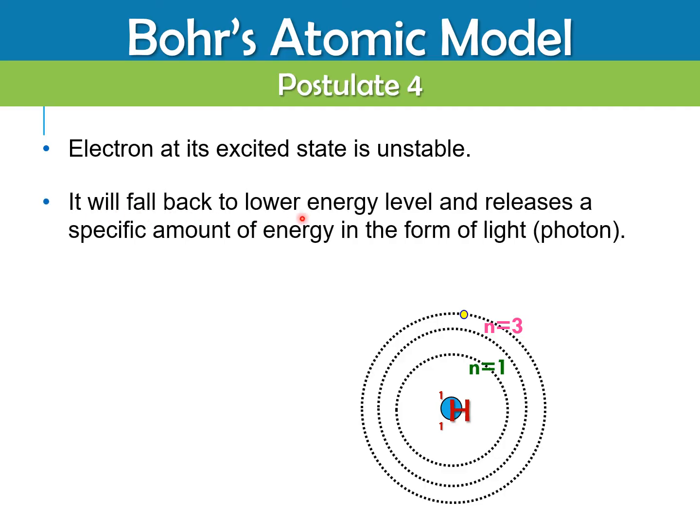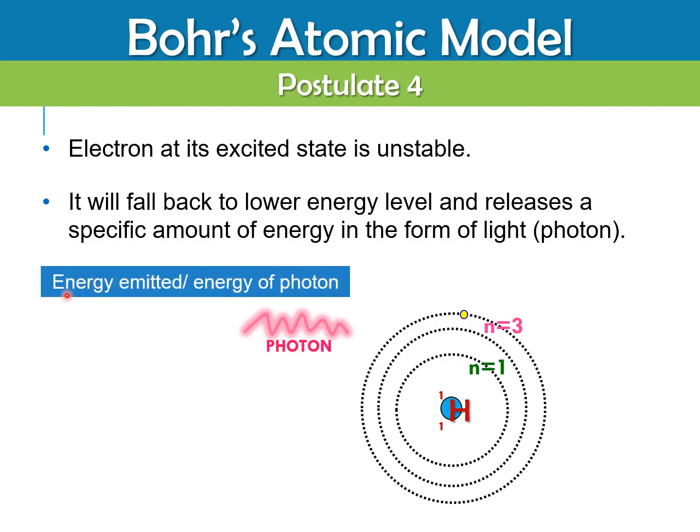It will fall back to lower energy level and releases a specific amount of energy in the form of light or photon. Elektron yang tak stable tadi tu, dia akan fall back, jatuh semula ke energy level yang lebih rendah. Dan masa dia jatuh tu, dia akan memancarkan photon. Photon ni apa? Photon adalah energy in the form of light, tenaga dalam bentuk cahaya. Energy emitted iaitu tenaga yang dipancarkan masa elektron to fall down, atau kita boleh panggil dia sebagai energy of photon.